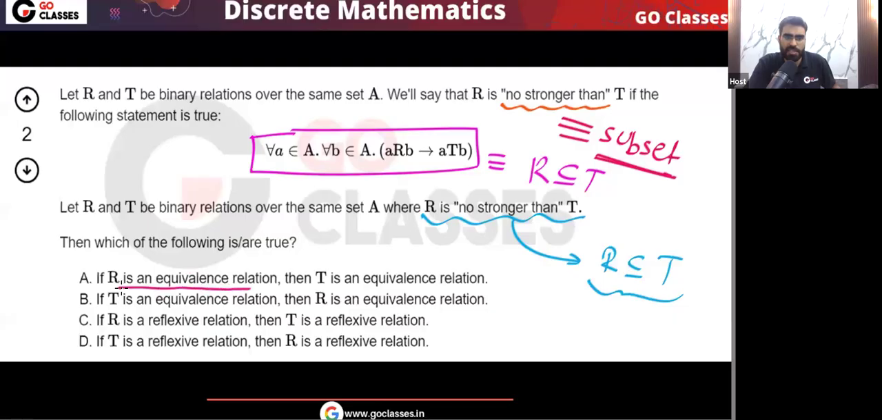If R is an equivalence relation, then T is an equivalence relation. Tell me, if R is an equivalence relation, can I say its superset will be an equivalence relation? Remember, R is a subset of T. This statement is false. Can you give me a counter example? I can easily give you a counter example. Look at option A.